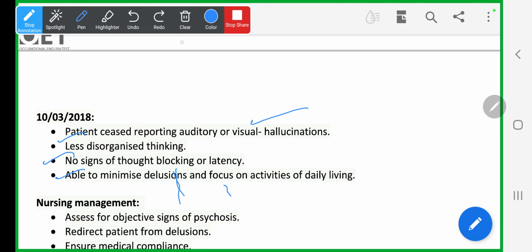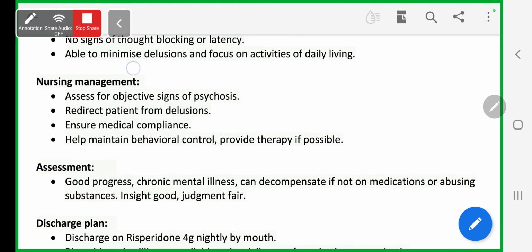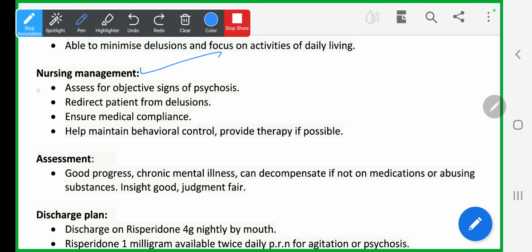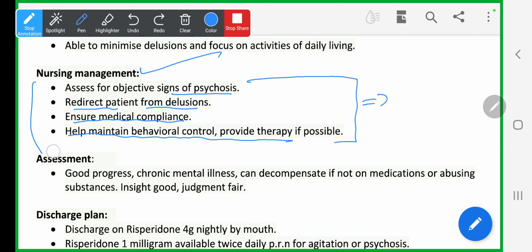Then separately, the next thing that is important for you to understand is the nursing management. Yes, we have to write it down. The way it has been presented in the file, it seems that this thing has to be done, like it's not been managed in the hospital. Why? Because assess for objective sign of psychosis. We are confused. Redirect the patient from delirium. So either it has been done by the hospital staff or it has to be done. It's a very confusing thing. So basically, as you can see, it has been written before assessment. So logically speaking, it has been done in the ward.